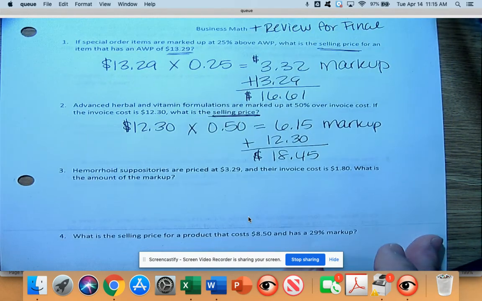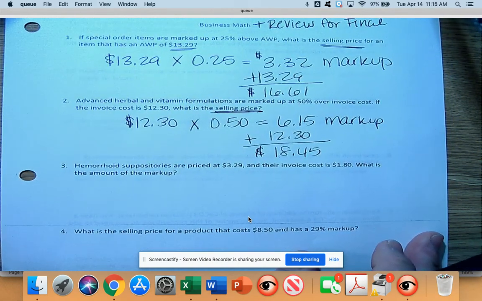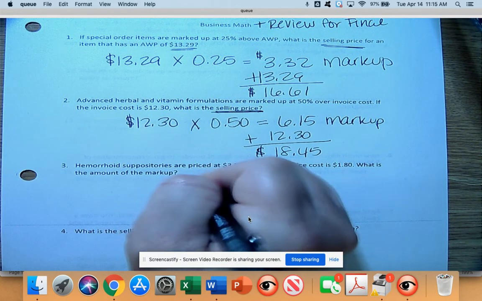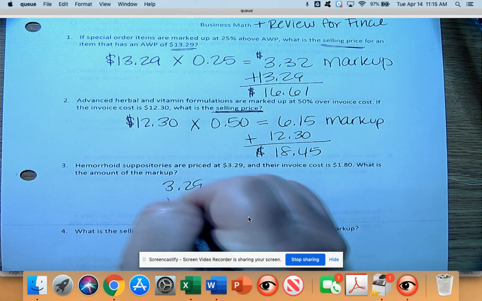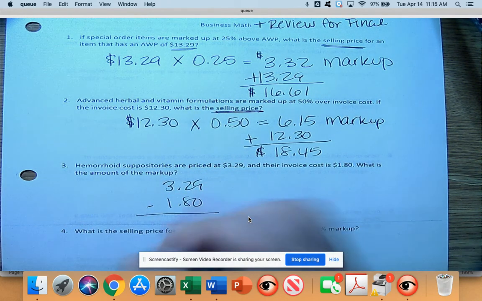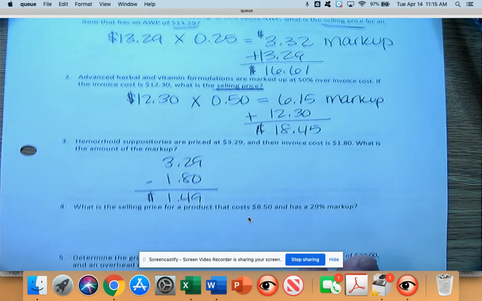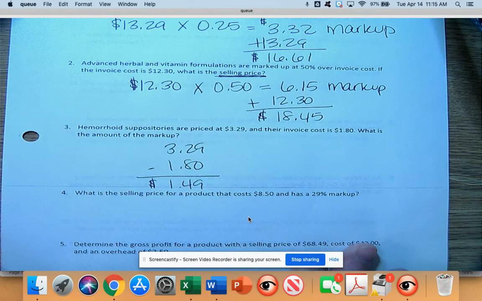Okay, number three, hemorrhoid suppositories are priced at $3.29. Their invoice cost is $1.80. What is the amount of markup? So here it's just a simple subtraction problem to get the answer. And you should get $1.49. Pretty simple math there. Let's see, number four is going to be just like what we've worked.